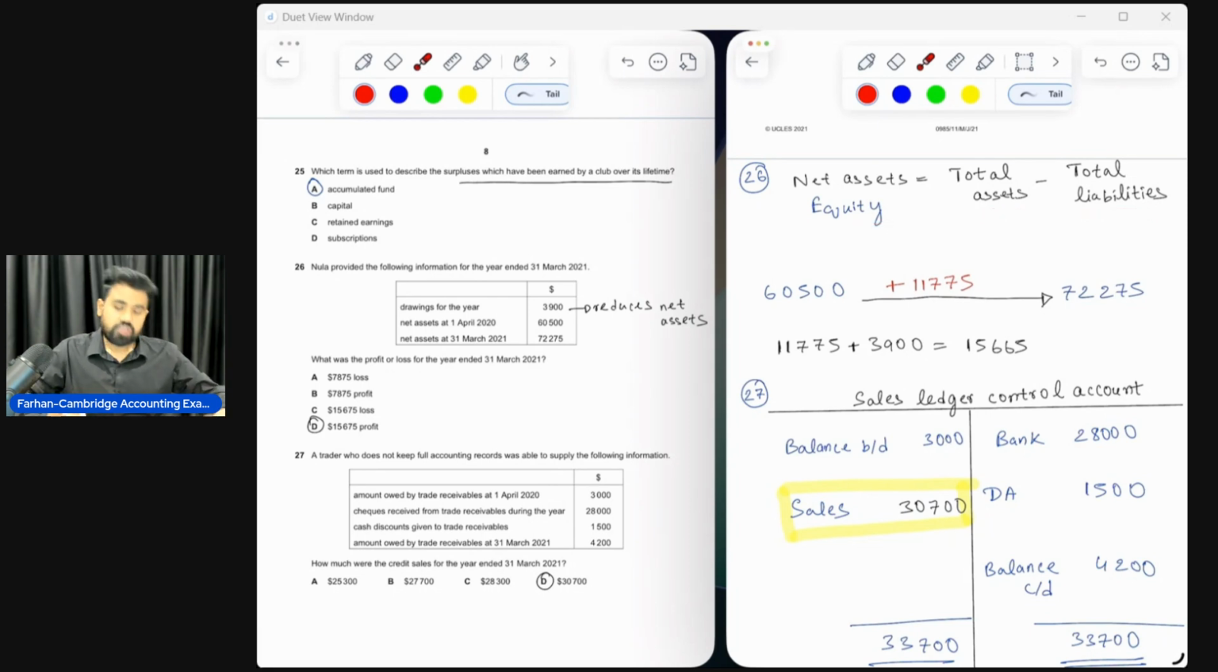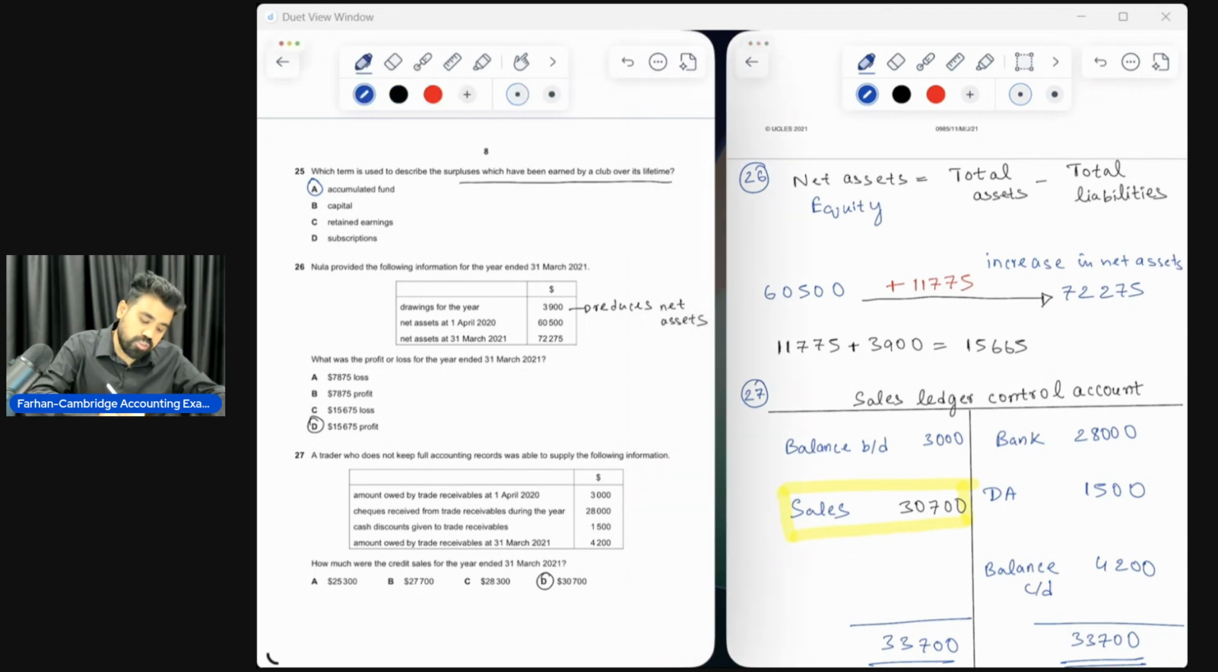Now, let's just use some logic here. So we started the year with an opening net assets of 60,500, and we ended the year with 72,275, which means the difference is 11,775. That is the increase in net assets or increase in equity, right? Now, the drawings that we have been given of $3,900 will definitely reduce the net assets, because drawings mainly refers to reduction in owner's equity. And drawings can only be done in most cases, or 99.99% of the cases, after a profit has been made.